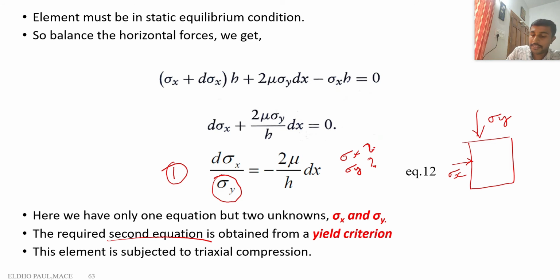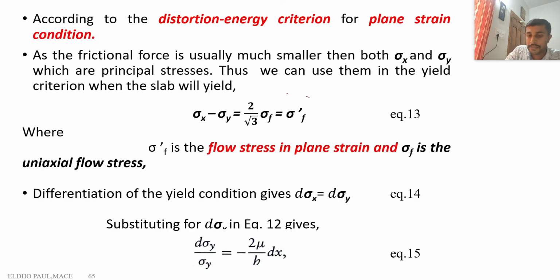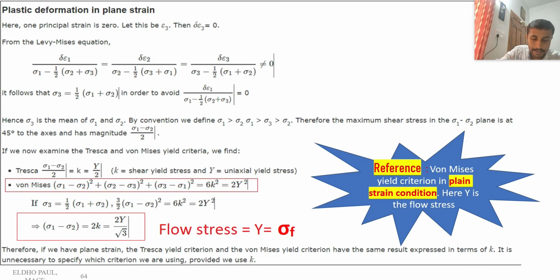The second equation can be developed from the yield criteria. We already studied two yield criteria, the Tresca criteria and the von Mises criteria. From the yield criteria, the second equation is developed, and it is this one: sigma x minus sigma y is equal to 2 by root 3 into sigma f, that is equal to sigma dash f. So here I am applying the distortion or von Mises energy criteria. We already studied this criteria in the first lectures.